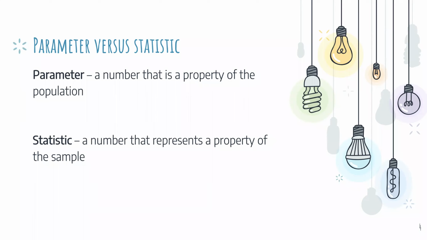Anytime that you're talking about a population, if we take a number out of that, we are talking about that being a parameter. If we take a sample out of that population and we take that number out of it, then that number that represents a property of the sample is called a statistic.